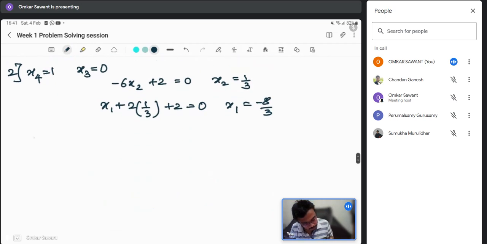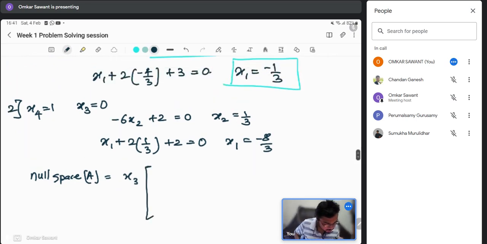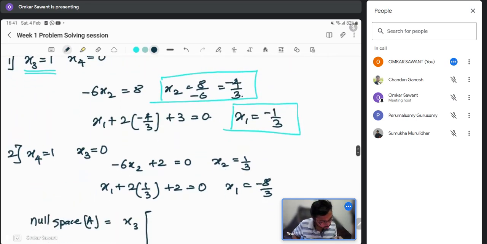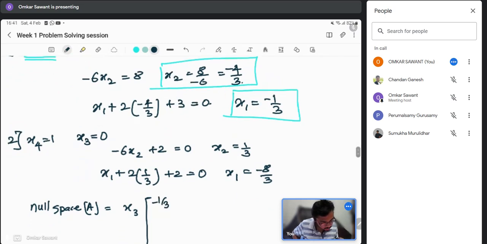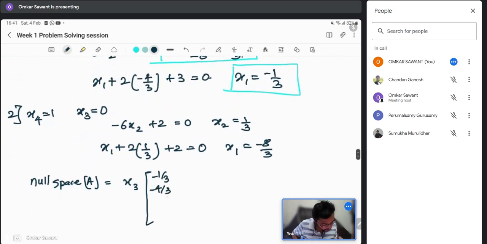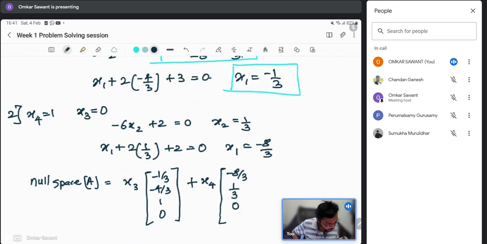So what will be the null space, in the form of variables? For x3 what we got: x1 value minus 1 by 3, x2 value minus 4 by 3, and this is 0, correct? For x4 you got x1 value, x2 value, x3 value, x4 value, correct? Is it clear?